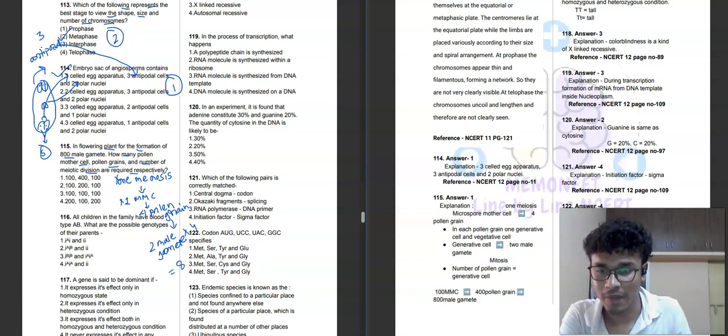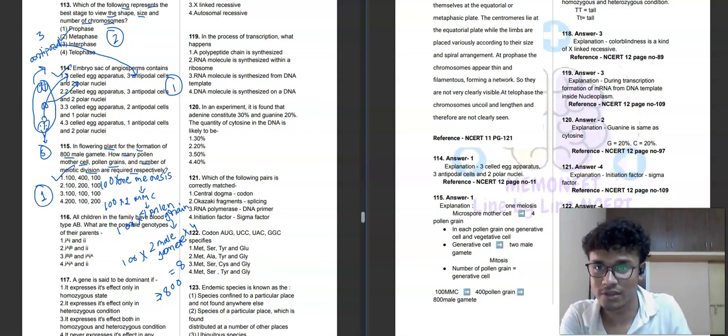Now if we multiply all these with 100, as our required number is 800 male gametes, we have to multiply with 100, so we have 800 male gametes. If we multiply the pollen grains as well with 100, we will get 400 pollen grains. If we multiply, it is 100 microspore mother cells and 100 meiosis. So we got our answer. Pollen mother cells, how many? 100. Then how many pollen grains? 400 pollen grains. And number of meiotic divisions, 100. So the first option will be our correct answer for this question.